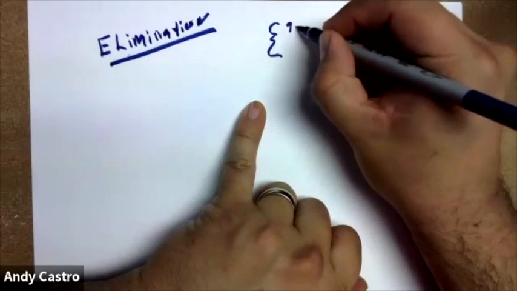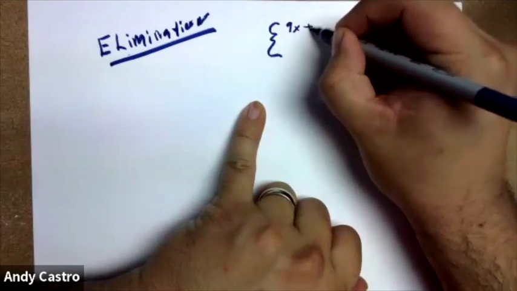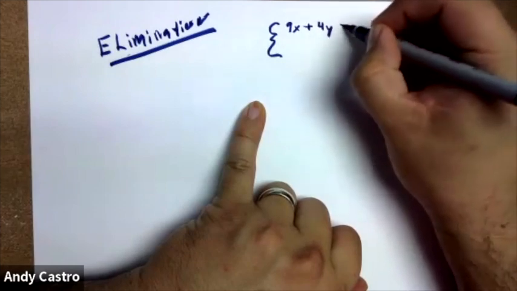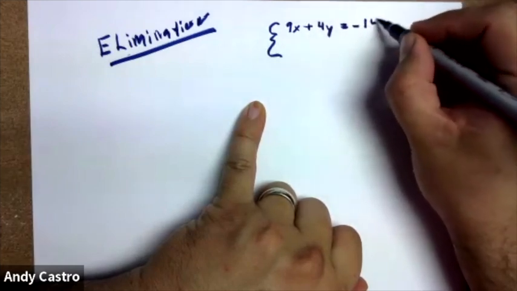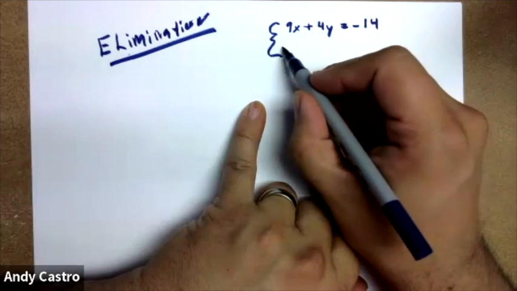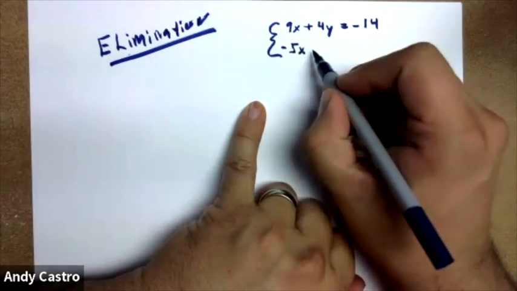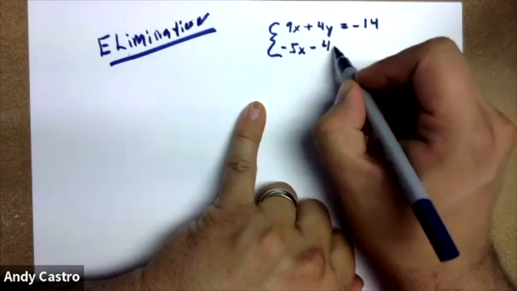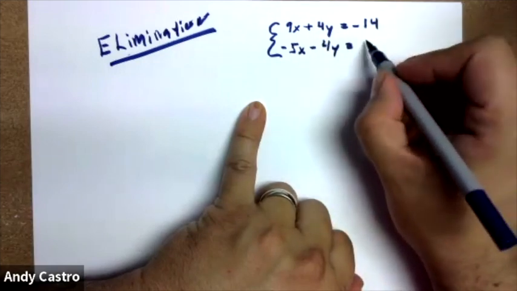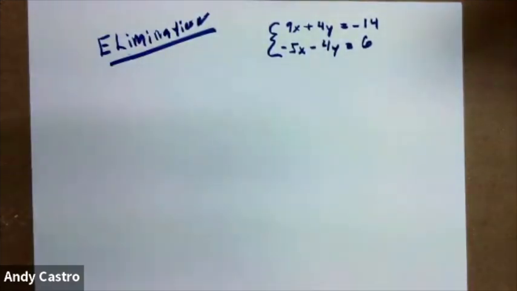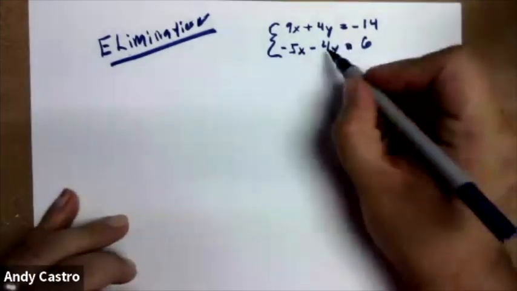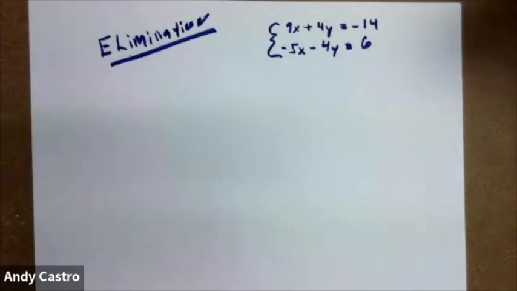let's say like this, we have 9x plus 4y is equal to negative 14. And then we have negative 5x minus 4y is equal to 6. Okay, so here we are going to actually do something fairly simple. We're going to take these two equations and we are going to add them together.